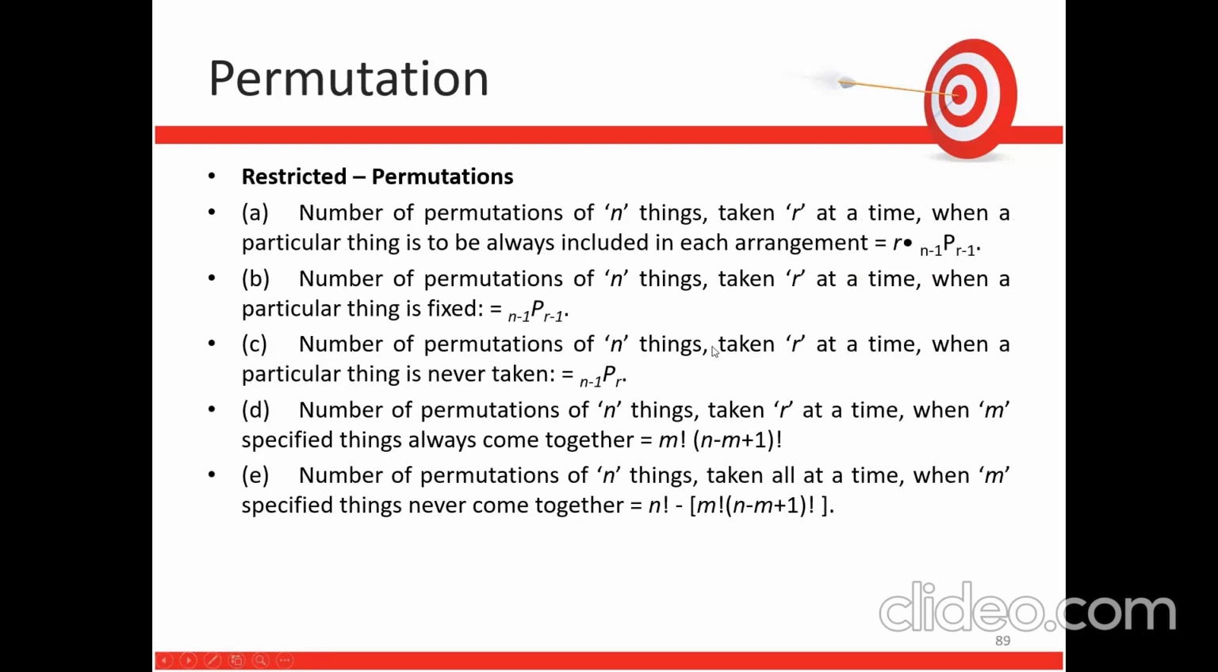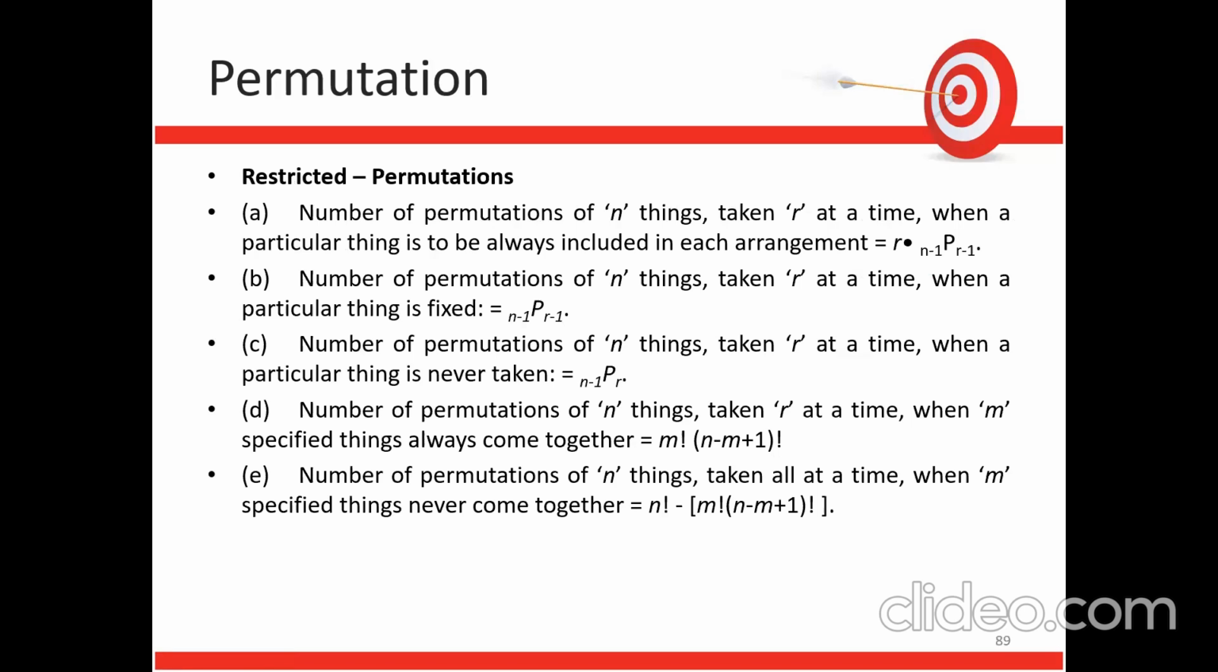Restricted permutation naman. A. So, ito mga special case na to. Number of permutations of n things taken r at a time when a particular thing is to be always included in its arrangement is r times n minus 1 P r minus 1. B. Number of permutations of n things taken r at a time when a particular thing is fixed, so that is only n minus 1. C, number of permutations of n things taken r at a time when a particular thing is never taken is n minus 1 P r.